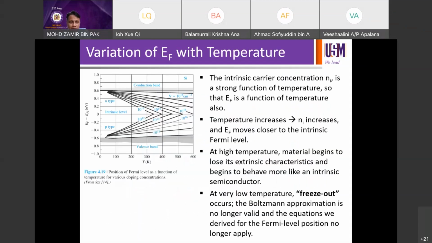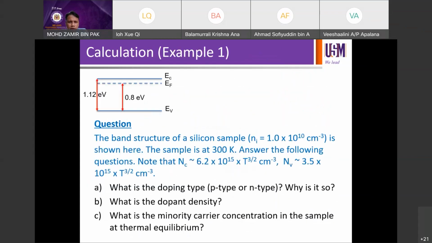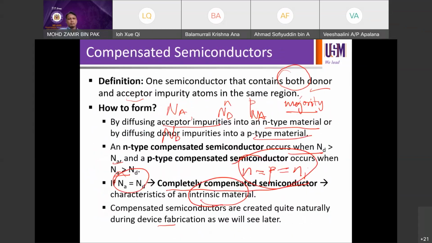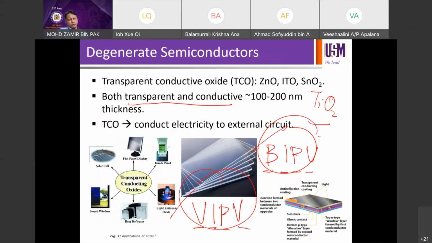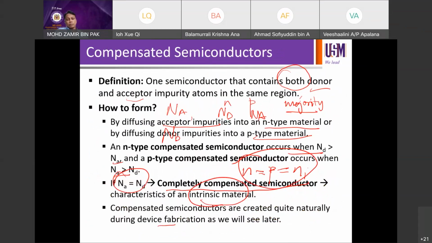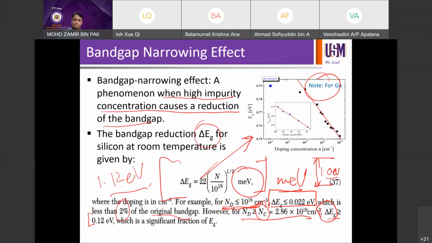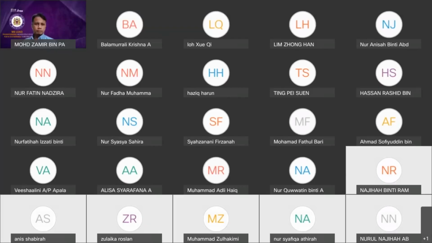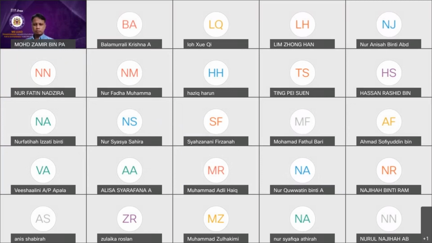We're going to continue with the rest: variation of EF with doping, variation of EF with temperature, freeze out, and a bit of calculations in the end, right? So is it okay so far? The concept of intrinsic, degenerate semiconductors, band gap narrowing effect, and compensated semiconductors. Okay, is it understood? Yes, doctor. Do you have any questions? Can everyone follow? Yes, doctor. All right, good.